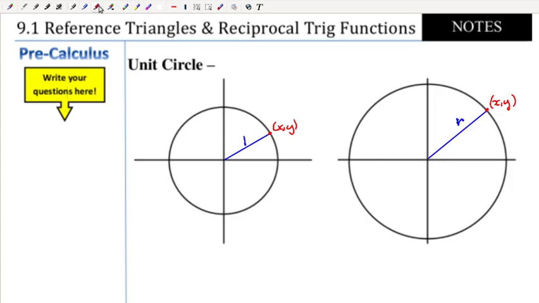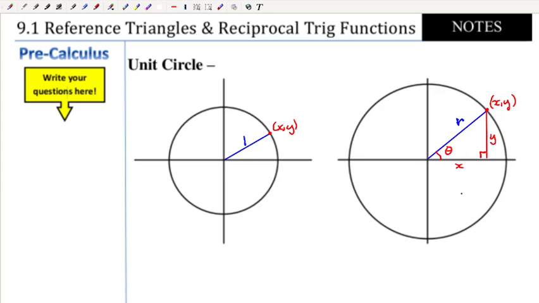So from that point x, y, we're going to drop a perpendicular line to the x-axis. So here's a right angle, and here inside my triangle, this is angle theta. That makes an angle with the x-axis. So looking at this triangle then, the length of this side on the bottom here is going to be length x. The height of my triangle here is going to be height y.